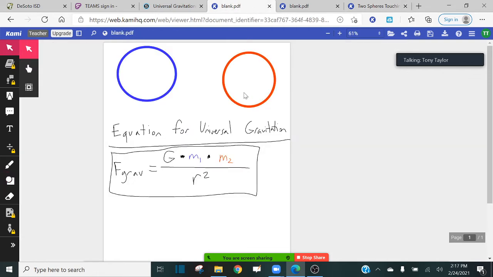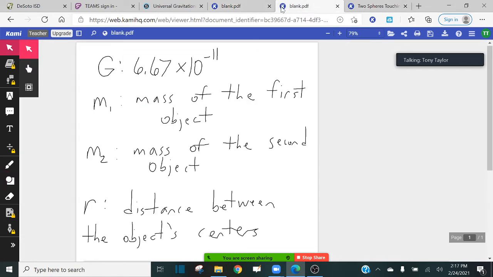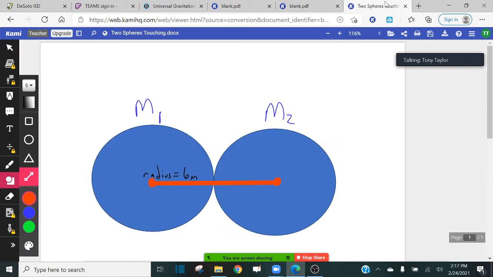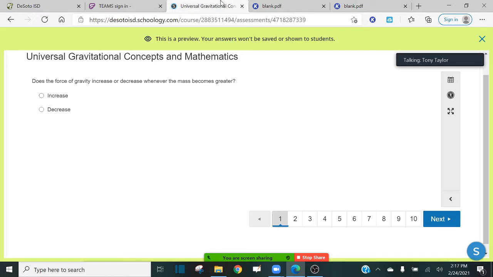So please keep it in mind. R always means the distance between the object centers. In this specific equation, R does not mean radius. It means the distance between the object centers. I don't know why they use an R in that case, but just know that's what R means. R stands for the distance between the object centers. Okay, now, with that said, let us do our first example.